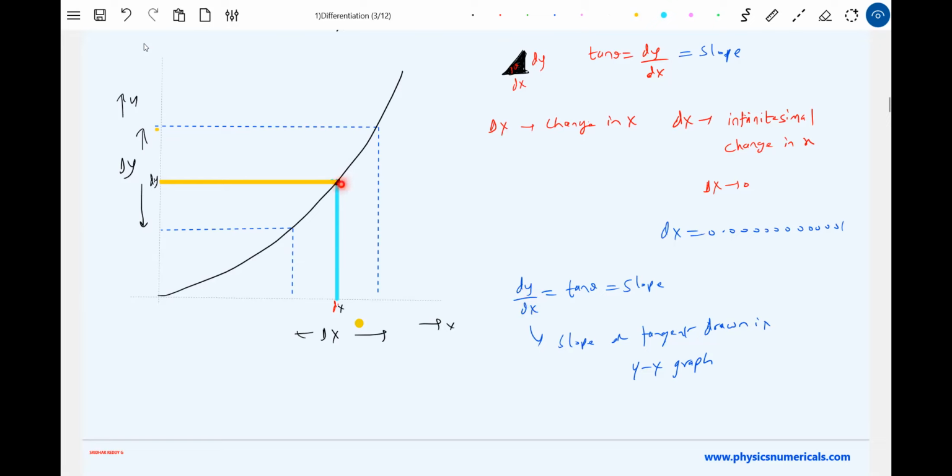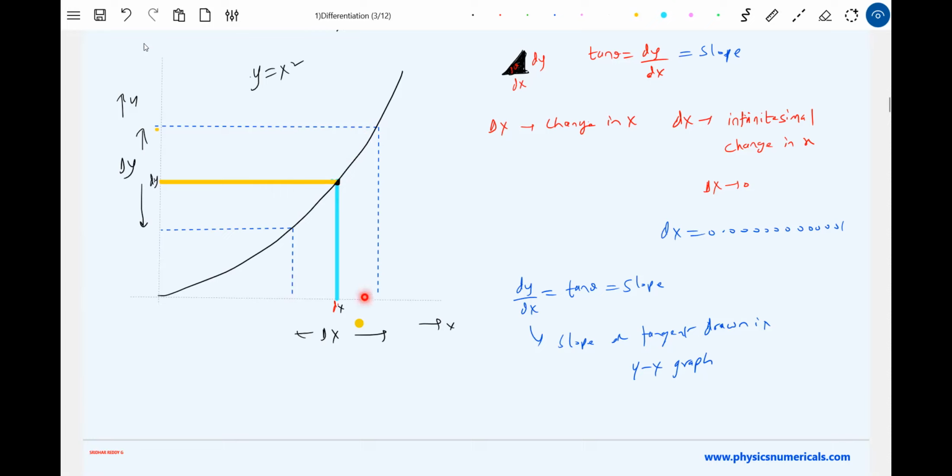Not on paper. We should bring a new mathematical tool called differentiation to get the value of dy by dx for a curve y equal to x square. Are you getting? Not on paper. So we should bring a mathematical tool. We are going to introduce a mathematical tool called differentiation. From this equation, I am going to bring the value of dy by dx. Then I can calculate the slope of this curve at any point.